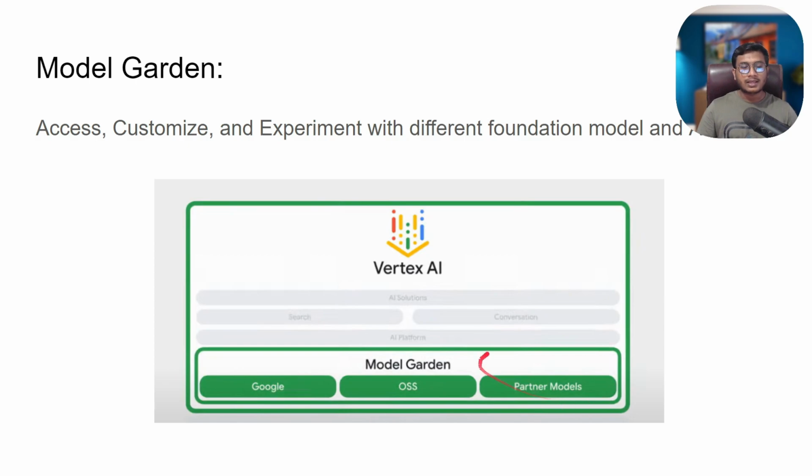Then it also has some partner models. So what are partner models exactly? They collaborated with different kinds of organizations and companies. Let's say Cloud is a company, then Meta is a company. These companies have also introduced many large language models. So they collaborated with these organizations, and all kinds of models they introduced are in the Model Garden. This is called partner models.